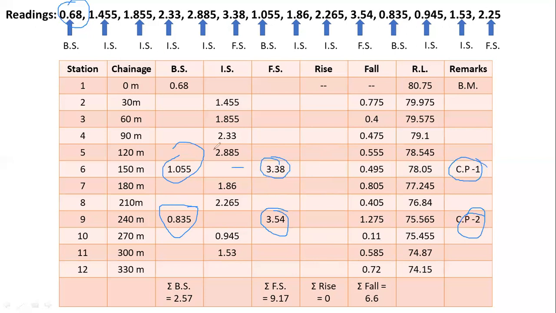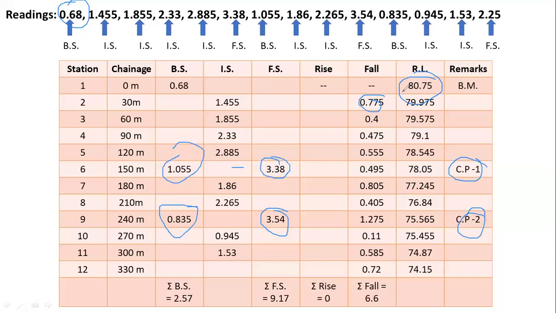So the method is the rise and fall method. Here the first RL is given as 80.75. Now 0.68 minus 1.455, so the answer is minus 0.775. So the reading is put in the fall column, right? We already discussed the rise and fall method in the last example, right? For the rise and fall method, the first RL is given, right?